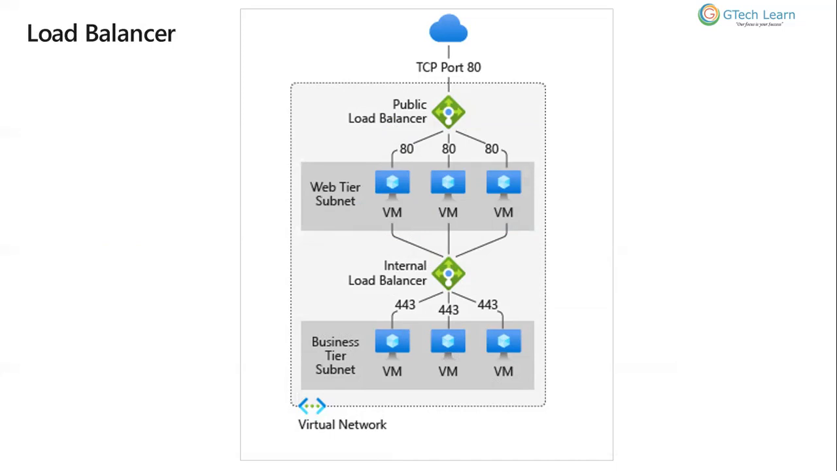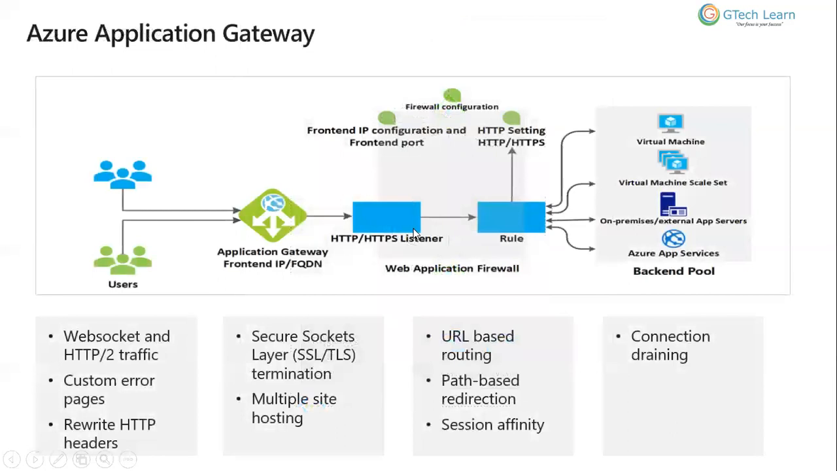So when we are getting the traffic from the internet and we want to distribute that traffic towards the web tier we have, for the same we use the public load balancer, and when we have to balance the traffic inside our virtual network, for the same we utilize the internal load balancer. That's okay. Now moving ahead and talking about the application gateway. As I told you, the Azure Load Balancer operates at layer 4 of the Open Systems Interconnection model.